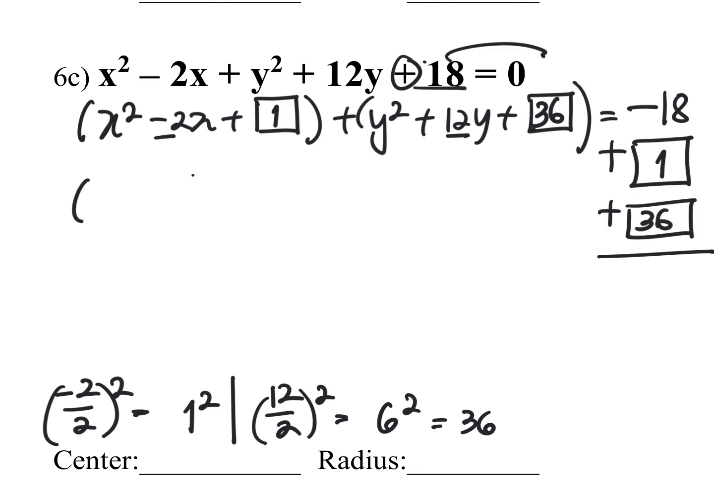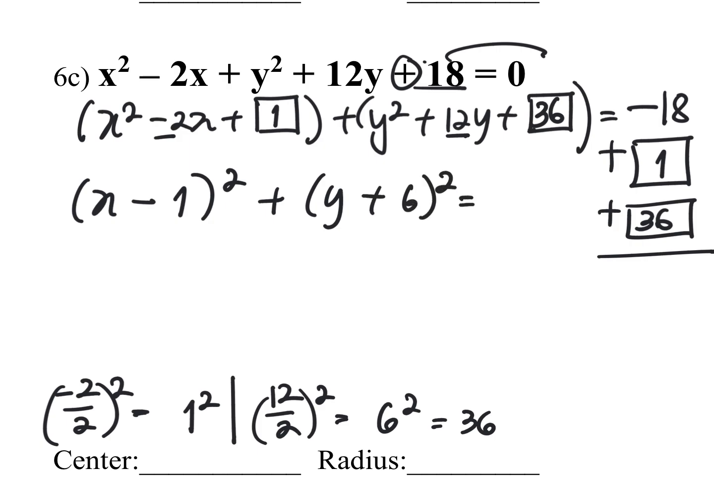So now let's factor it out. x minus 1 squared, and then plus y plus 6 squared is equal to 36 plus 1, which is going to give you 37. And then we subtract 18. It's going to give you 19.